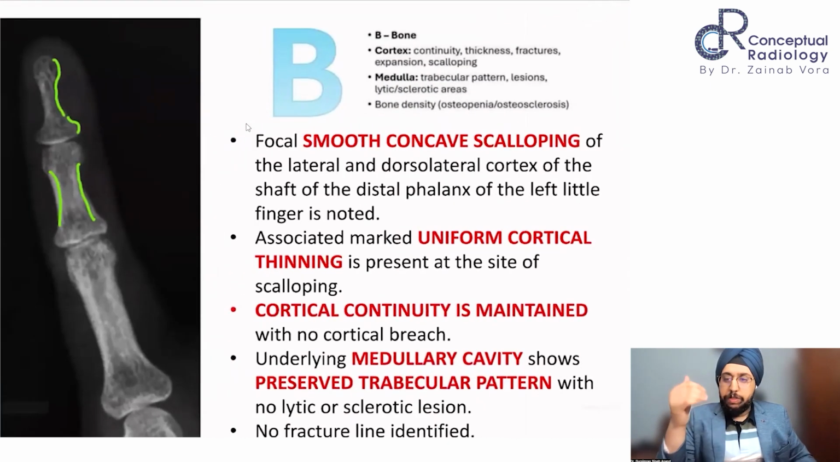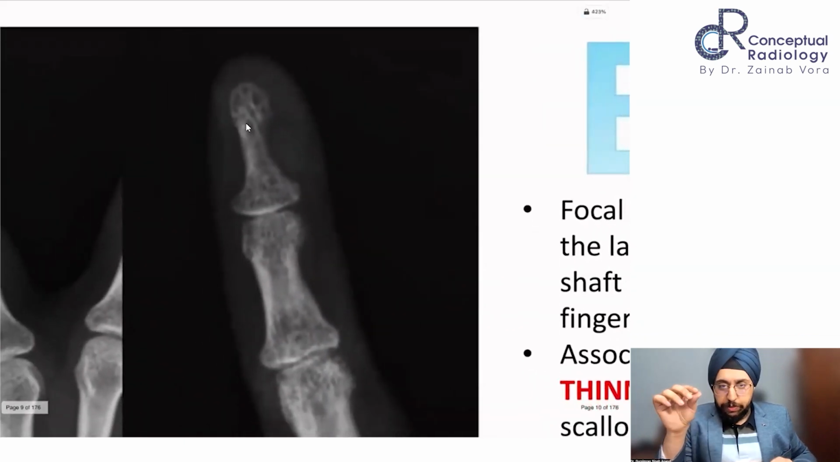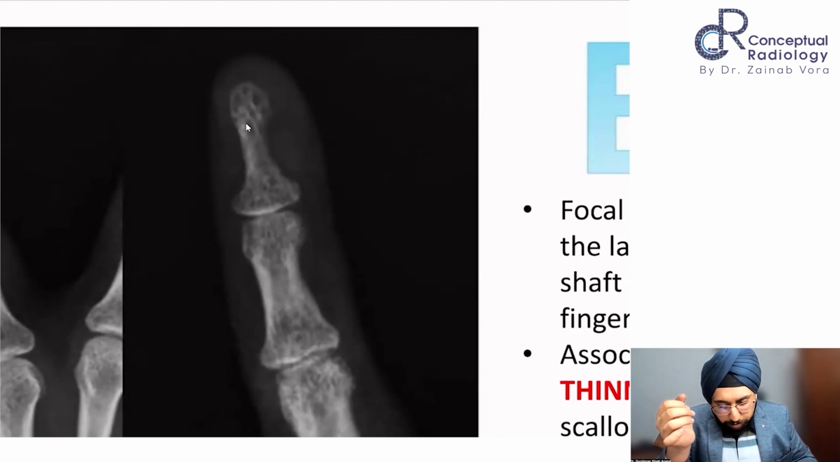So as such, you will see that the cortical continuity is maintained. Okay. Why am I saying that? Because there is no step-off which you can see. Otherwise, if there had been some invasion or infiltration or some fracture, you would have noticed a step-off here. Okay? But it's a smooth continuity. It's just that the cortex is actually thinned out. Okay.